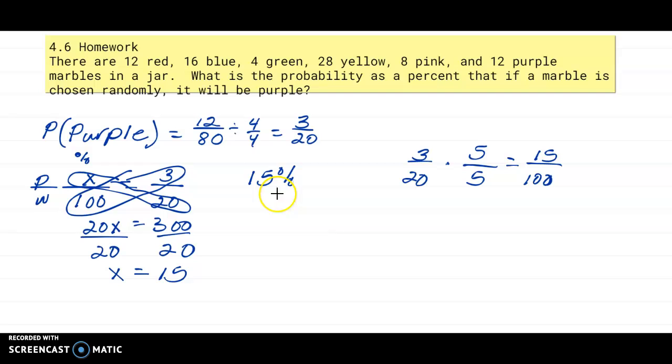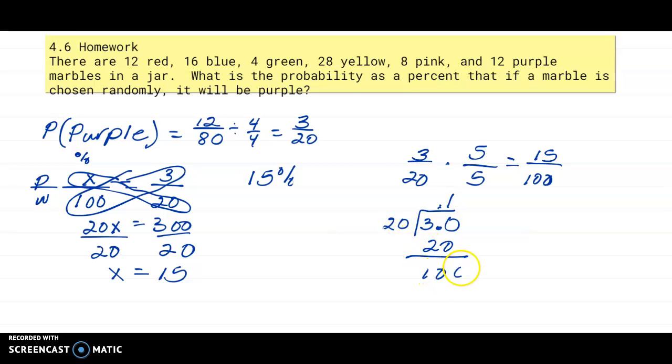And then finally, I could have done this either with 12 over 80 or 3 over 20 and divided the numerator by the denominator. So I could have divided 3 by 20. Well, 20 doesn't go into 3, so I would add a decimal and a 0. 20 goes into 30 one time. 1 times 20 is 20. When I subtract, I get 10.